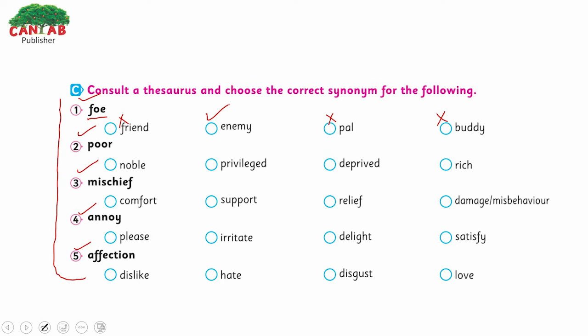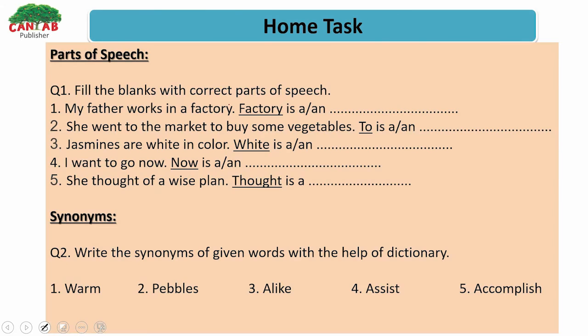Good. Now, dear student, let's move to the home task. Question 1 is from parts of speech. What it says: fill the blanks with the correct parts of speech. Read the sentences first and you have to tell whether the underlined words are a verb, a noun, conjunction or preposition. For example, my father works in a factory. You need to tell factory is a noun, verb, preposition or conjunction.